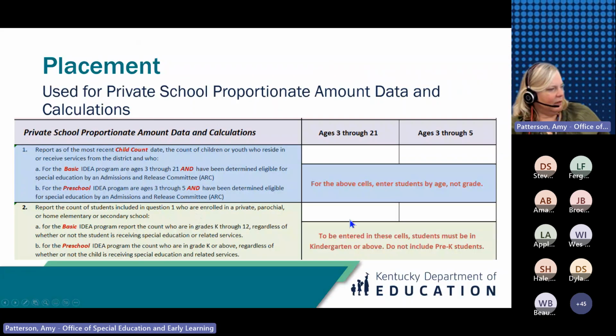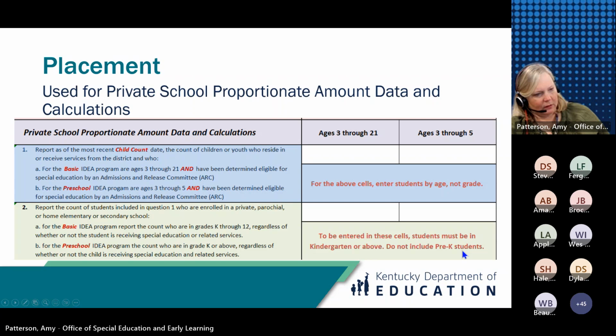And then for this one, the count of students who are enrolled in private, parochial, or home elementary or secondary school, so in homeschool, you're doing it by grade. Actually, it's any kids in kindergarten or up. So the only kids you're going to put in this column are kindergartners who are 5 years old. I know it's confusing, and I'm sorry.